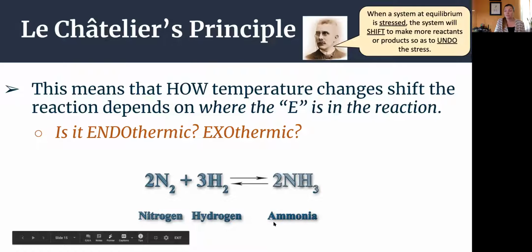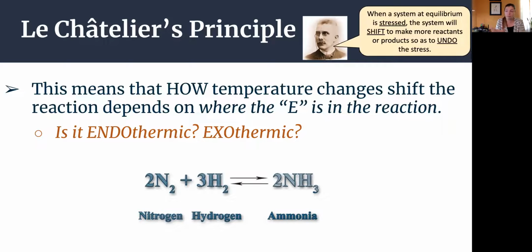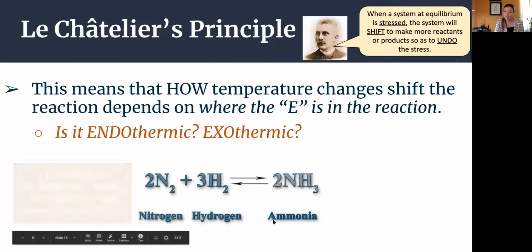Ammonia is something that's really, really necessary for things like fertilizers. So this is a really important reaction that a lot of industry will make. And it's reversible. So we want to make sure that we can make the most ammonia. So the question is, well, should we heat it up or should we cool it down? Which one's going to give us more product? We don't know if we don't have the E.